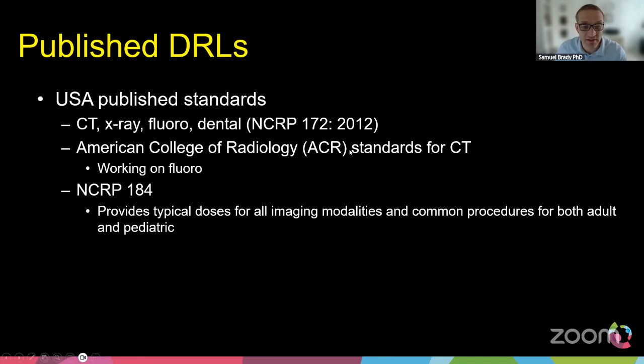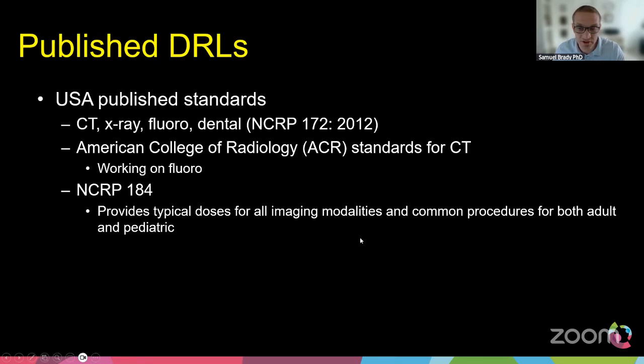We have a private group called the ACR. They're not a national organization. They're not a national government, but they are a national institution. And all hospitals can voluntarily share their information to the ACR. They take that data and then they also collect and create DRLs. And so they have DRLs for CT, and they have some forthcoming for fluoroscopy.